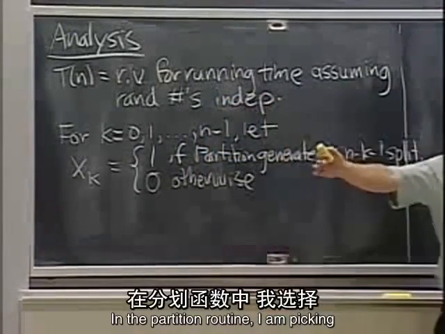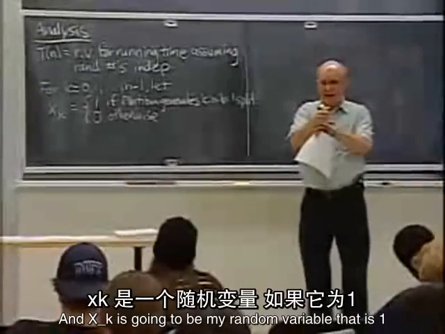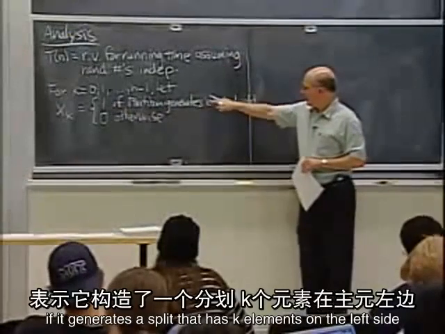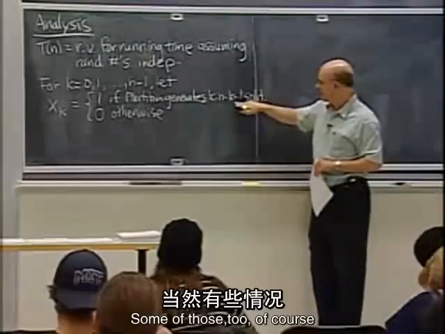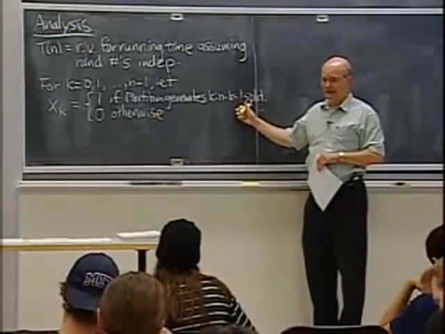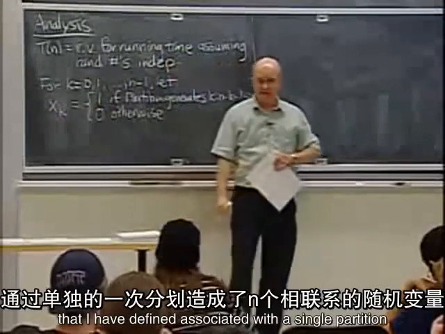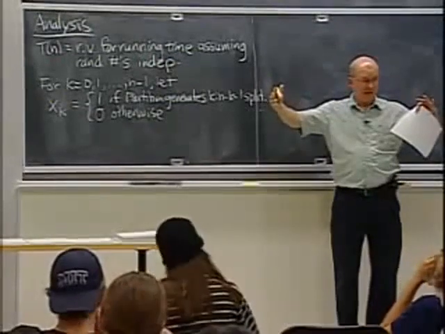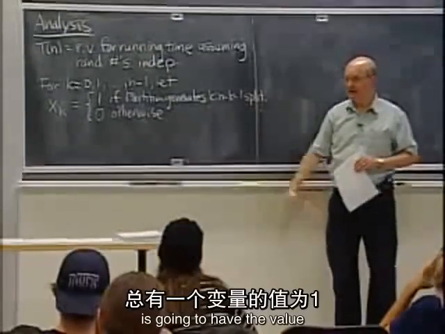So I'm picking, in the partition routine, a random element to pivot on. And x sub k is going to be my random variable that's 1 if it generates a split that has k elements on the left side and n minus k minus 1 elements on the right side of the pivot. The sum of those two, of course, is n minus 1 because I also have the pivot. And 0 otherwise. So I now have n random variables that I've defined associated with a single partition, where all of them are going to be 0 except one of them, whichever one happens to occur, which is going to have the value 1.